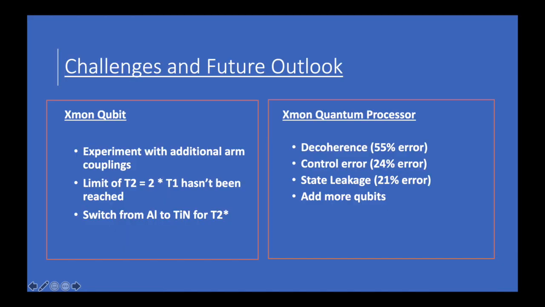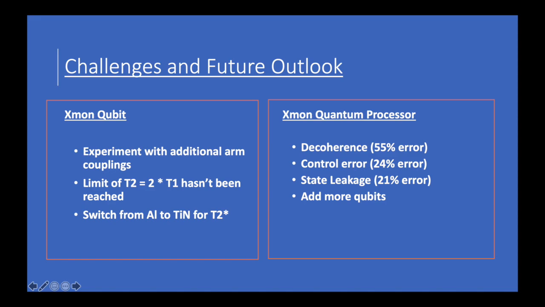So for the Xmon single qubit, the authors of the initial paper alluded to the idea of experimenting with additional arms that can increase the possible couplings a single qubit can have. That might be interesting. I'm not quite sure exactly, but you probably could generate some different error correction algorithms that way. But moreover, they acknowledged that they hadn't reached the T2, T1 limit for coherence times and intend to investigate new materials like titanium nitride, because of reported higher coherence times from other literature. As far as the Xmon-based surface code error correction processor, the authors cited the total distribution of errors as seen on the right.